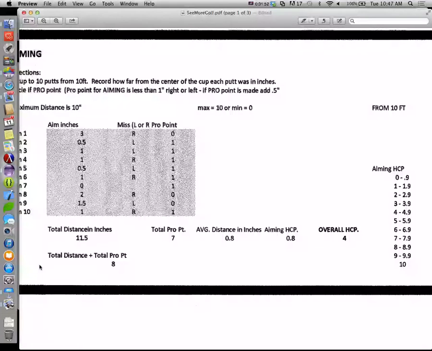This should not say total distance. This should say total degrees missed. Okay, so I think we have an understanding of it now. We just need to get this down on some paper.